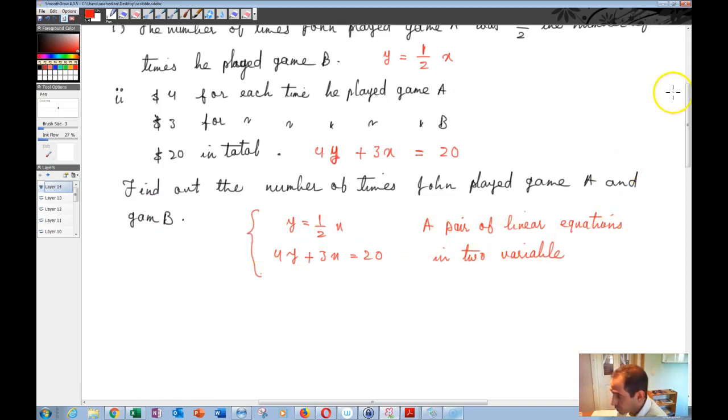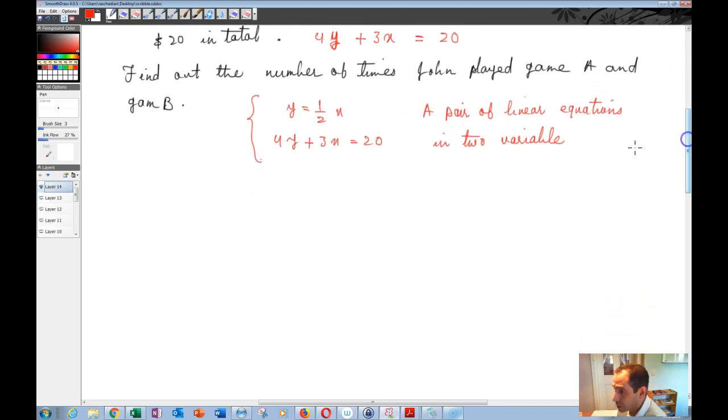Now the interesting thing here is that, let me rewrite these equations in the general form. In the general form, you would write this as 1/2 x, and take y to the other side, minus y is equal to 0. And then you can multiply everything by 2. You will get x minus 2y is equal to 0. And that would be this equation over here. And the other equation would be 4y plus 3x is equal to 20.